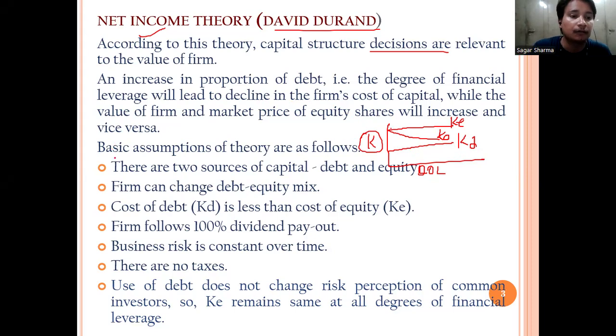So what are the basic assumptions? There are two sources of capital, debt and equity. I have already told you. Firm can change debt equity mix anytime. Cost of debt is less than cost of equity. You can see in the diagram. Firm follows 100% dividend payout. It means 0% retained earnings are here. Business risk is constant over time. There are no taxes, and use of debt does not change risk perception of common investors. So cost of equity remains same at all degree of financial leverage. So these are the basic assumptions of the theory.